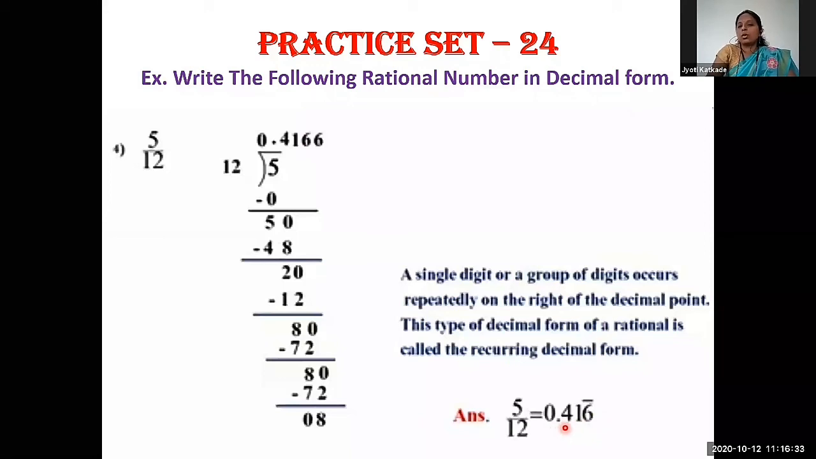See, there is 0.416666. Does it mean 41 is repeating? No, 4 and 1 are not repeating digits. Only 6 is the repeating digit. A single digit or group of digits occurs repeatedly. Here a single digit occurs repeatedly, so take the dot on top of that number. So the answer is 5 divided by 12 is equal to 0.416. Now do all of you understand this example?